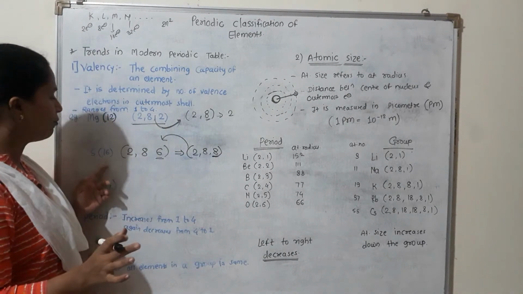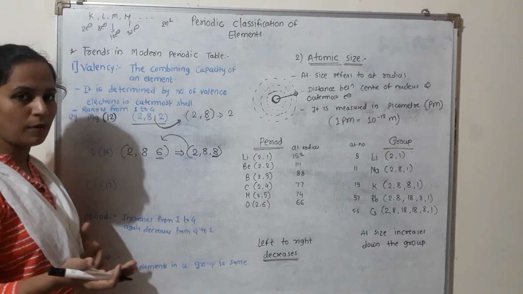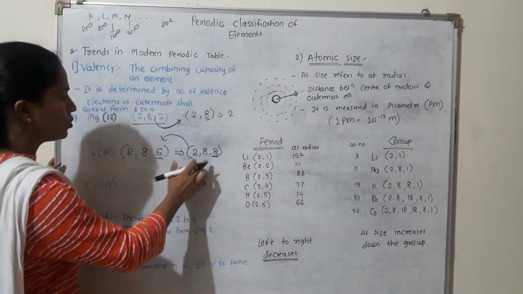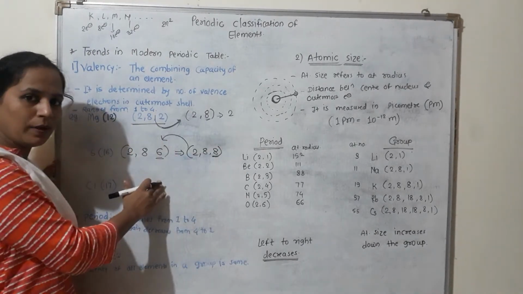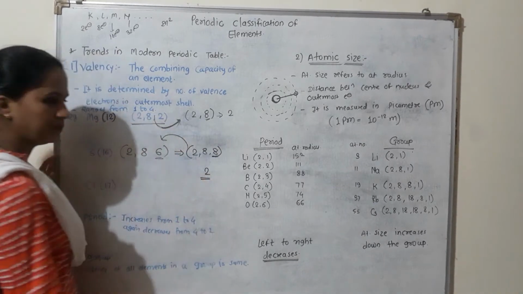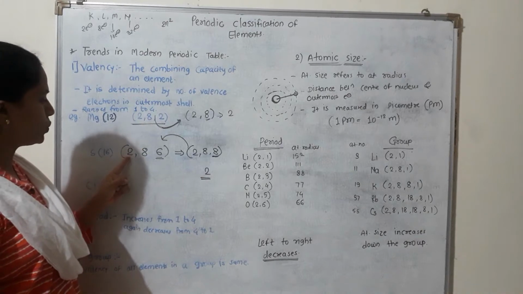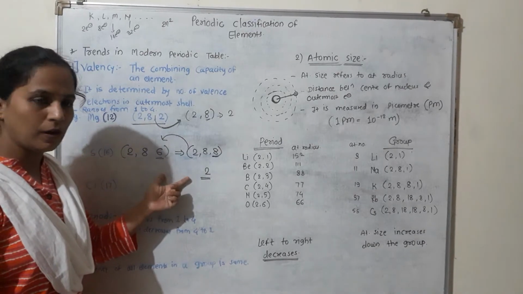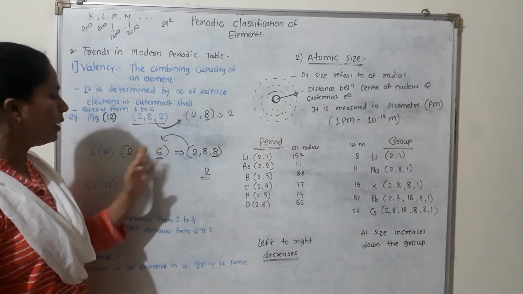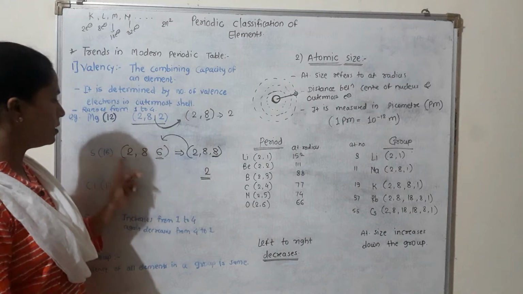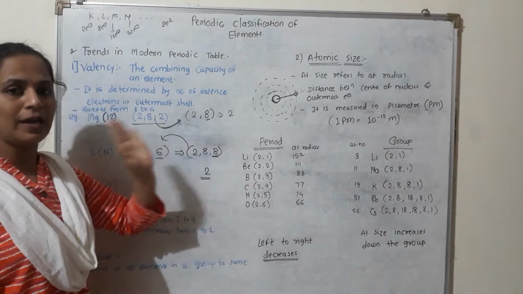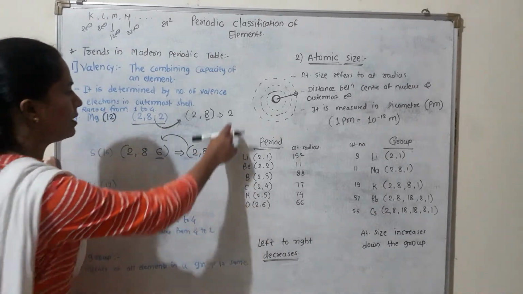Got it, students? So it forms S2 minus. Ion formation we will study later, because in previous standards we have studied this point. How many electrons does it take to become stable? 2 electrons. So the valency of sulfur is also 2. Its electronic configuration is 2, 8, 6. To become stable, sulfur gains 2 electrons. Its new electronic configuration is 2, 8, 8. So valency is 2. Magnesium loses 2 electrons to become stable, that's why its valency is 2.